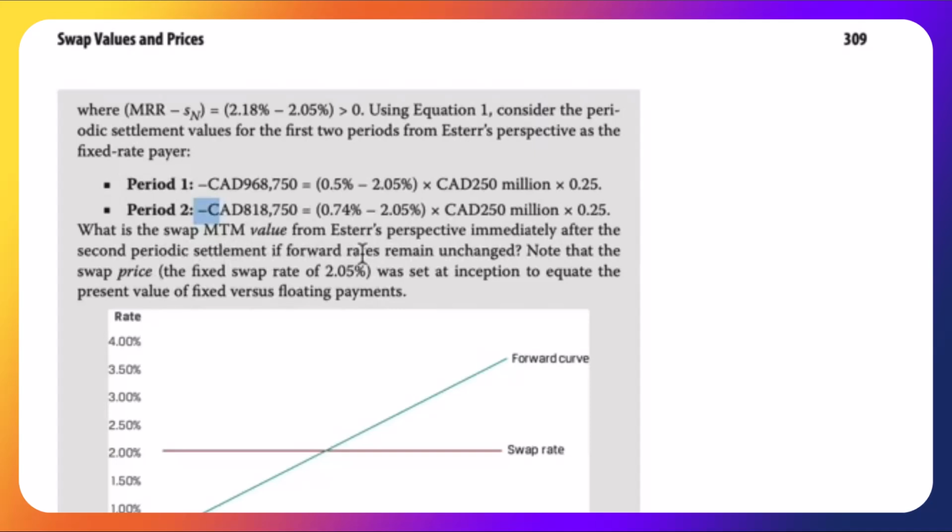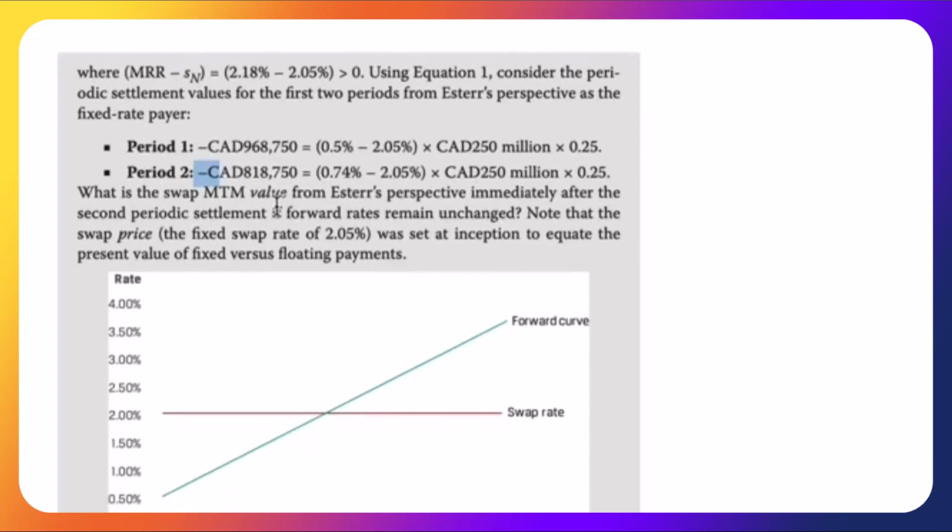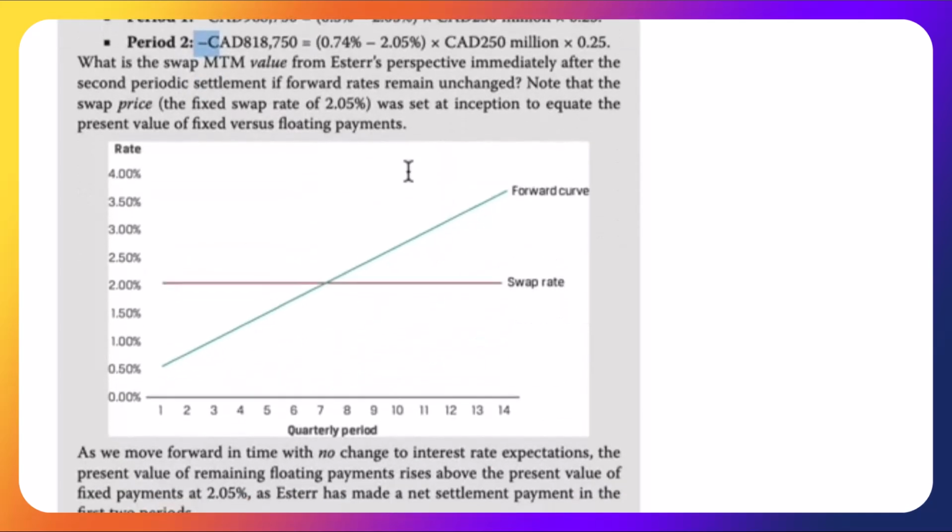Well, we know how to get to that. It would be the present value of all the floating rate payments yet to be received compared to the present value of all the fixed rate payments yet to be made. And we will take the present value of those floating payments, subtract the present value of those fixed payments, and if you sum these two up, we should be very, very close to these two. Controlling for rounding errors, of course. Note that the swap price, the fixed rate of 2.05, was set at inception to equate the present value of the fixed versus the floating payments. Let's just skip this for now.